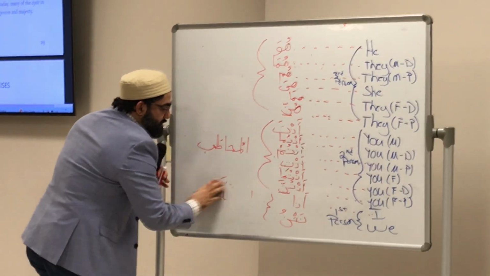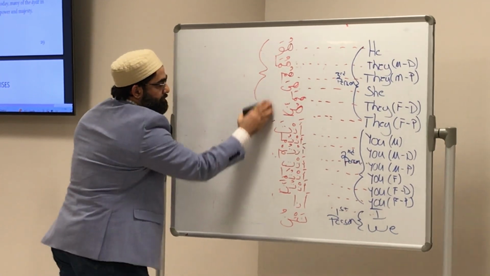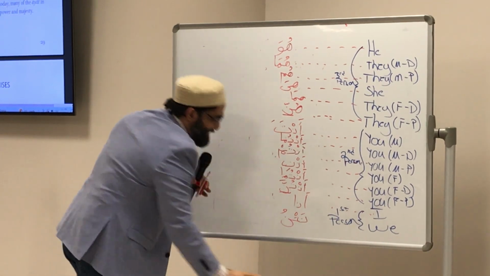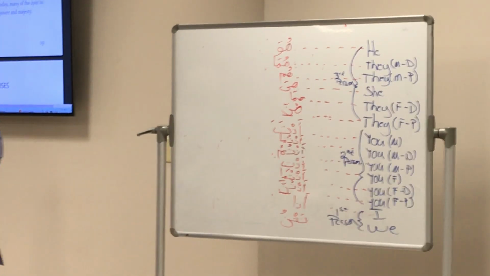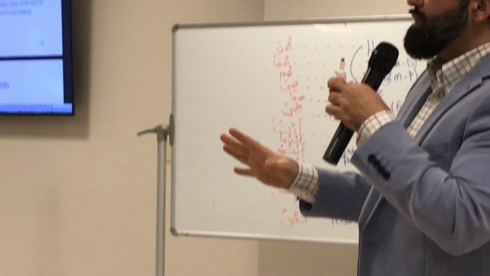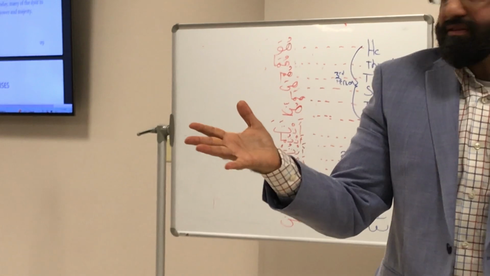I have a question. Is there a reason why the dual are the same both for the third person? There's no reason. Sometimes you just take it. It's easy, take it. Again, Arabic is qiyasi and simai. Qiyasi means it's based on a set of rules, and simai means sometimes there's no rule. You just take it, okay? This is what it is, okay?